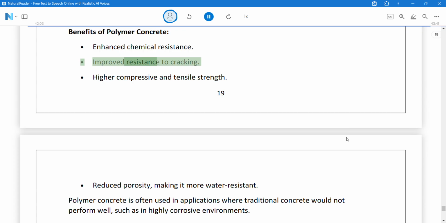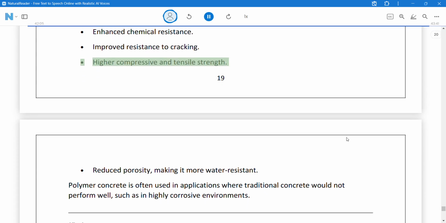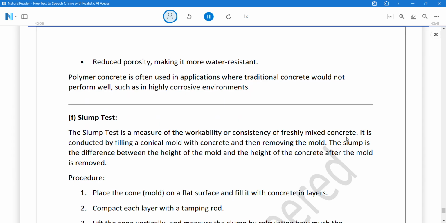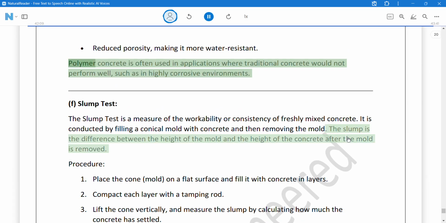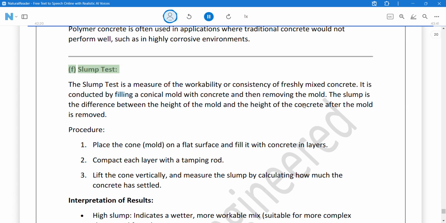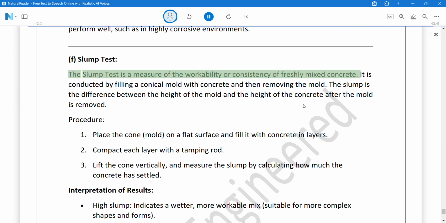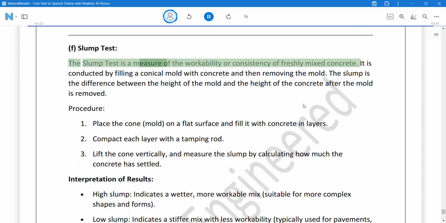Benefits of polymer concrete: enhanced chemical resistance, improved resistance to cracking, higher compressive and tensile strength. Reduced porosity, making it more water resistant. Polymer concrete is often used in applications where traditional concrete would not perform well, such as in highly corrosive environments.